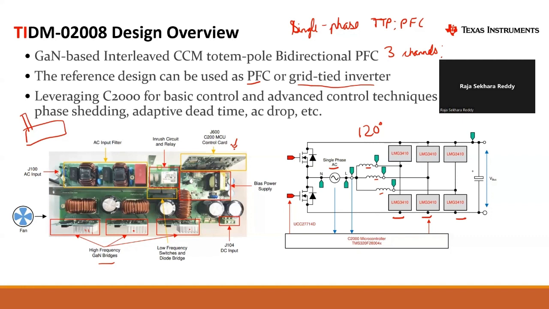You can proceed. Then these are the inductors. These inductors are there. These are your capacitors. This is your AC input filter, etc. And this is your inrush circuit and relay. So this is the actual board.